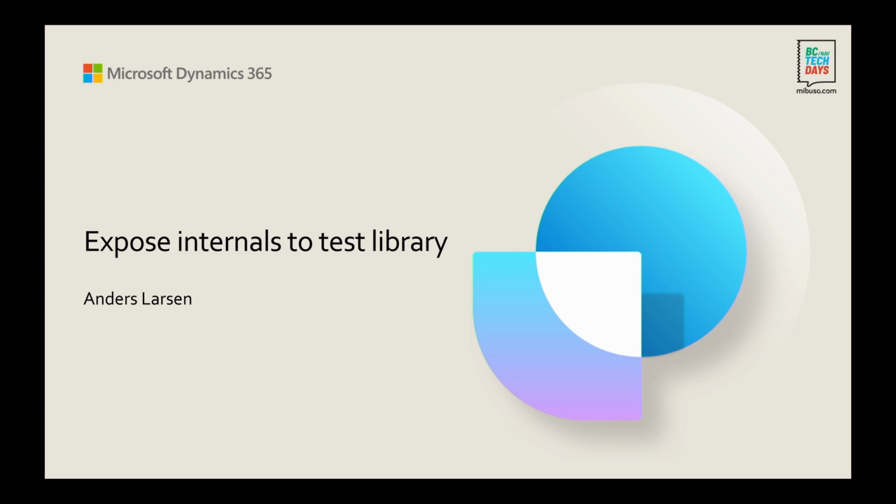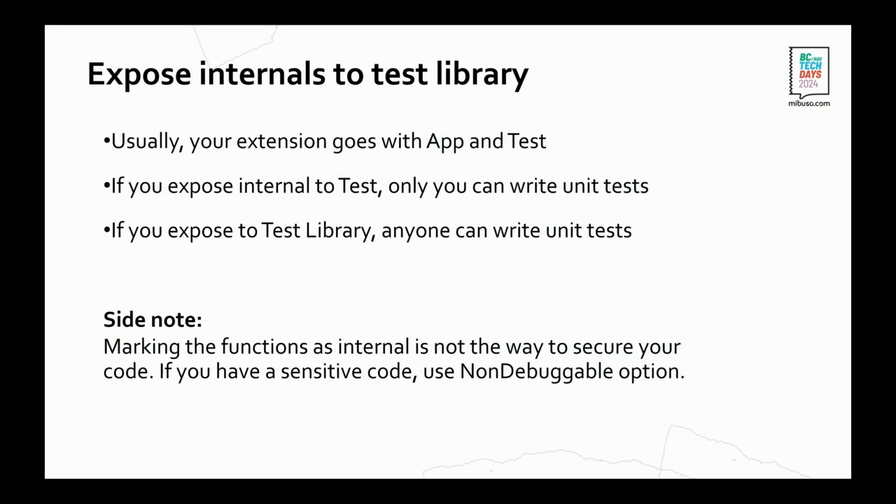If you are writing an app, I know a lot of you have done that already, probably also some tests. If you have internals in the app, you can use the app JSON to give your test access to those internals. It is recommended to create a test library and then the tests, and expose the internals to the test library. So if somebody else extends part of the app that is not internal, they can also write tests.